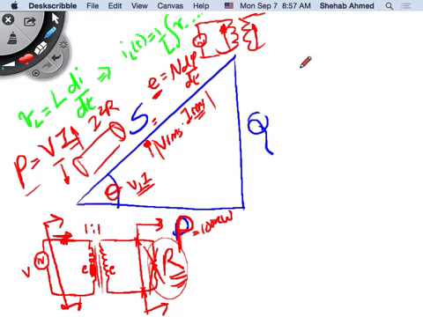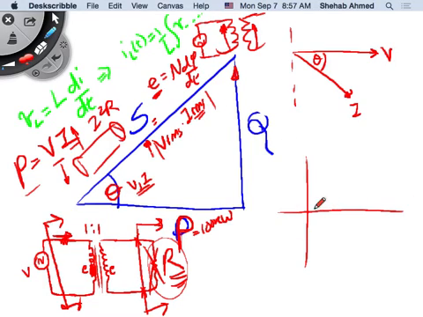This will sound a bit distorted, but if I assume this is the angle of my voltage, my reference voltage, and current is here, and the angle between them is theta, so current is lagging voltage. If current lags voltage, you draw Q as a positive value. If current leads voltage, where would you draw Q? At the bottom down here, right? So the apparent power would be here, S would be here.